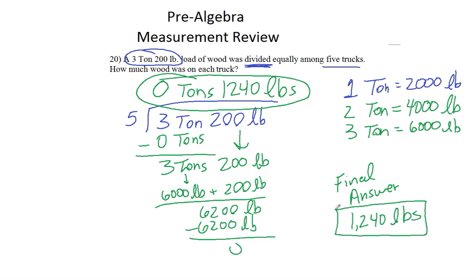And again, if you remember, you can check this. You can multiply, do 1,240 times 5, and then convert that to tons and pounds. Cash in, anytime you get 2,000 pounds, cash in to get a ton. But that's our final answer there.